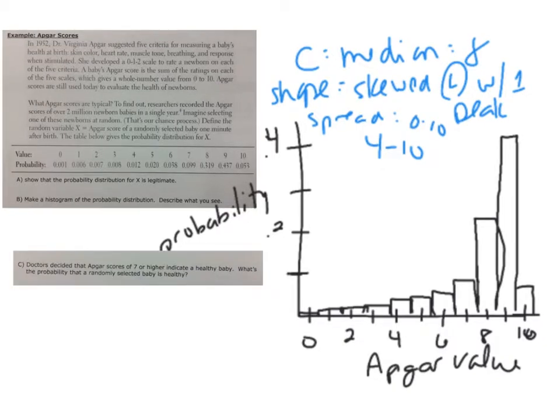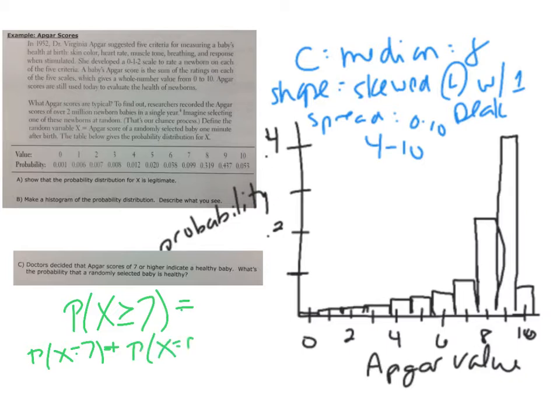Part C of this question says that doctors decided that Apgar scores of 7 or higher indicate a healthy baby. What's the probability that a randomly selected baby is going to be healthy? What you're looking for here is the probability that they have an Apgar score of 7 or higher, so the probability X is greater than or equal to 7. That's going to be the probability of X equals 7 plus the probability X equals 8 plus, remember, this is showing my work, the probability X equals 9 plus the probability X equals 10.